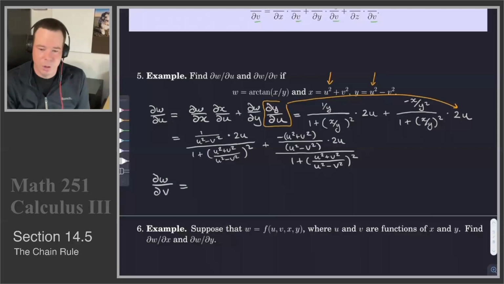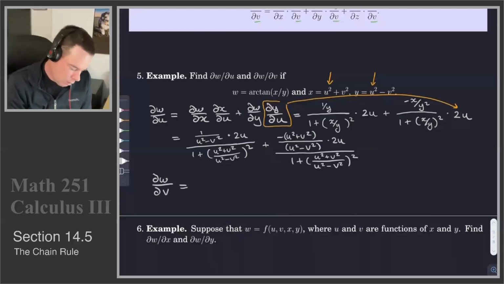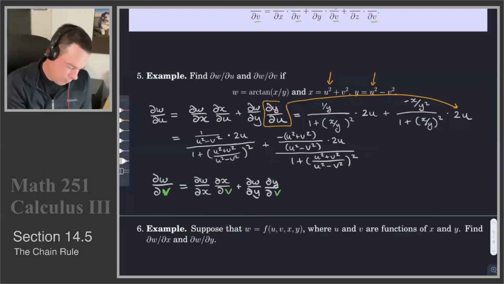So we're interested in the partial of w with respect to v. It's the same as before, partial with respect to the intermediate variable x, but now in this case it's dx dv, because v is our variable of differentiation. I'll change those to green to focus our attention there. Plus dw dy times dy dv. So that's the only change, the variable v as opposed to the variable u above.